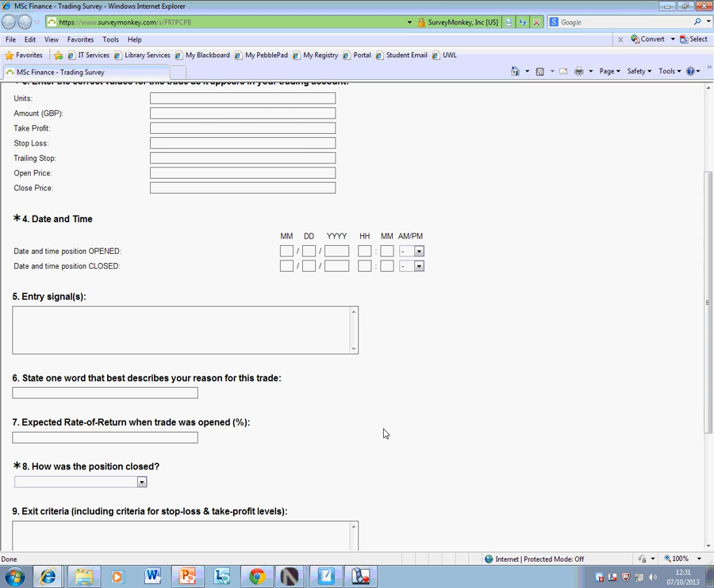Question 6 is, state the one word that best describes your reason for trading. Now you may not understand why I'm asking you to do this now, but towards the end of the module you'll understand, once we do the analysis of your trading journal. Just give one word that best describes your reason for placing this trade.